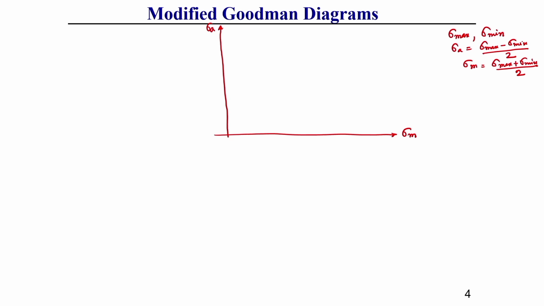Now, first of all we need to draw the modified Goodman diagram. What are the steps we need to follow for drawing it? I am going to discuss that now. In step 1, first of all we need to draw the Goodman diagram.